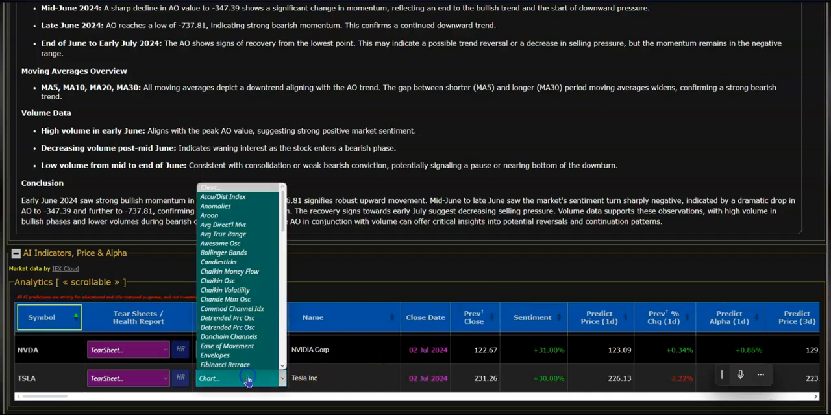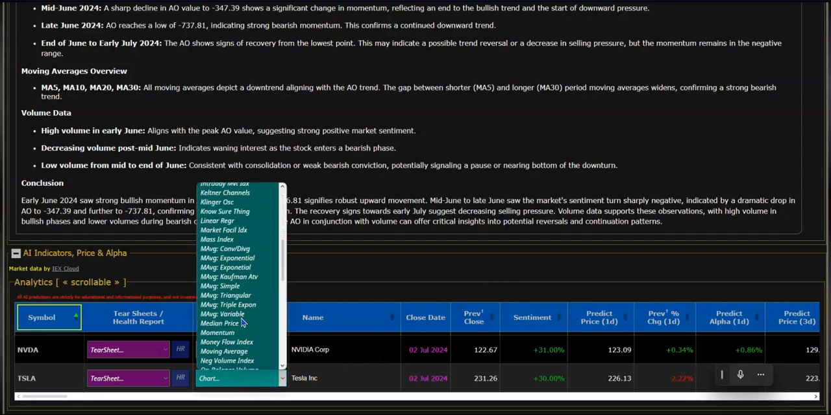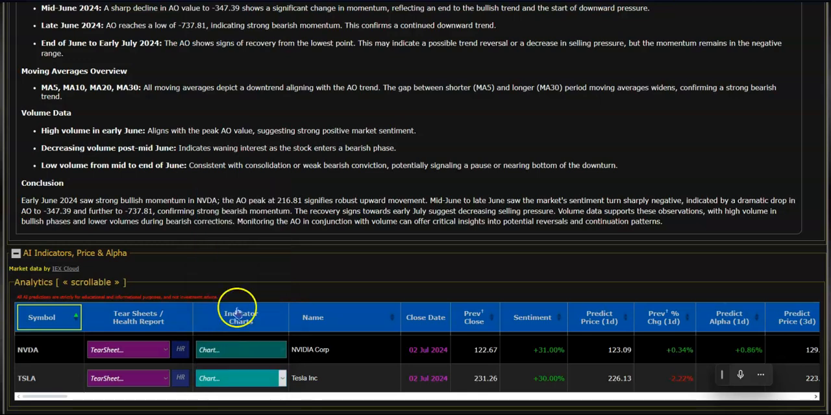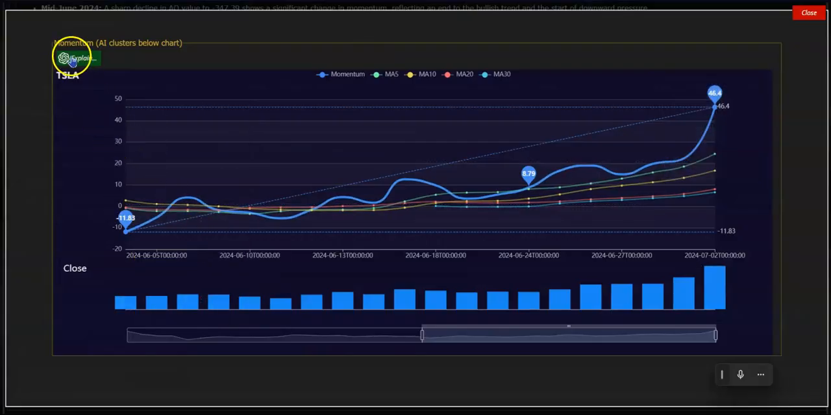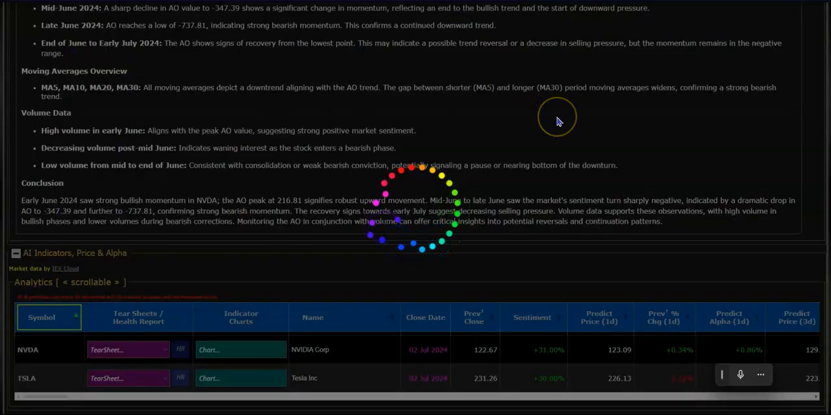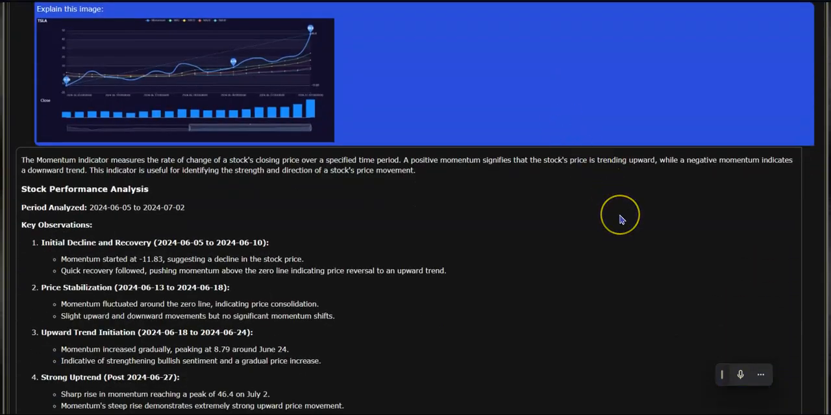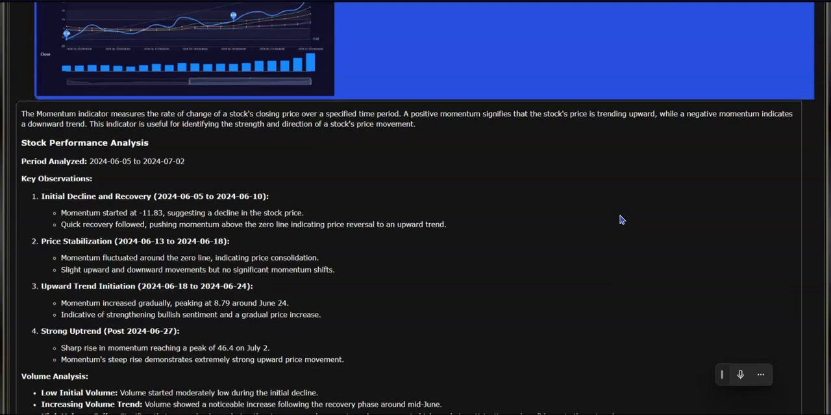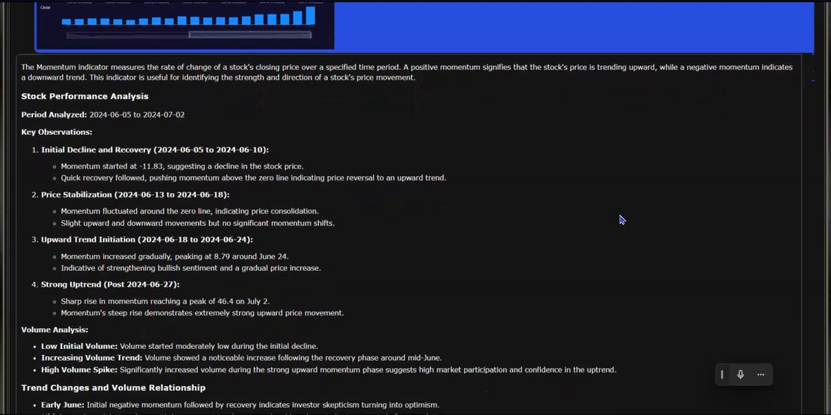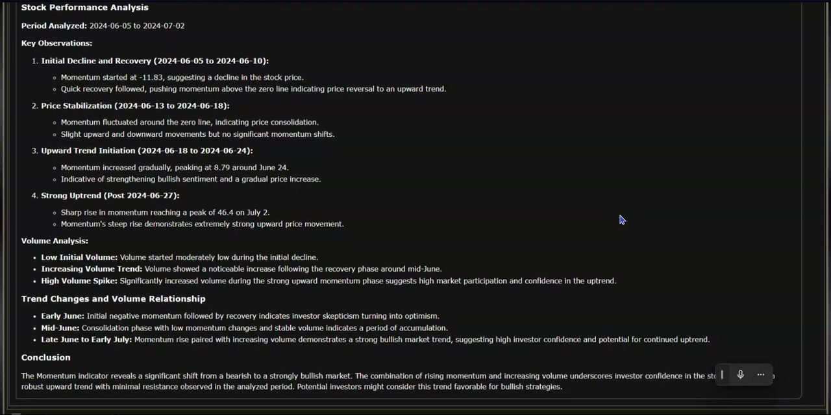Same thing for Tesla. For Tesla, I'll choose momentum, and have it explain the momentum chart to me. There it is. In this case, it shows a significant shift from a bearish to a strongly bullish market.